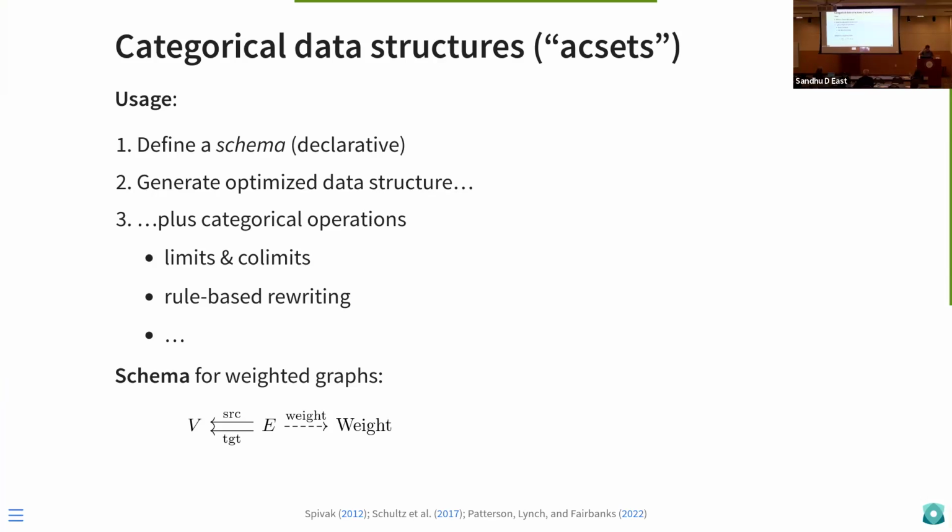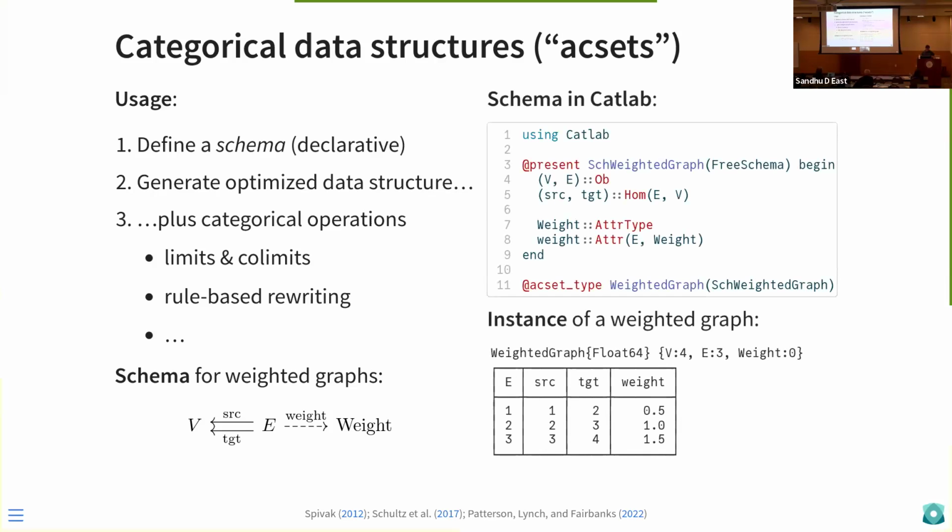So I want to start by showing a little bit about how that works. The basic outline of this thing is that you specify a schema, which is like some kind of simple theory, and that's done declaratively. Down here I have a very small, simple little schema. It's the schema for weighted graphs. So these are directed graphs with weights on the edges. And in the top right, I'm showing a snippet of code of how you would write down that schema in CatLab. And what the system can do is take that schema and generate an optimized data structure for it, which you can think of as like a little database, but it lives in memory.